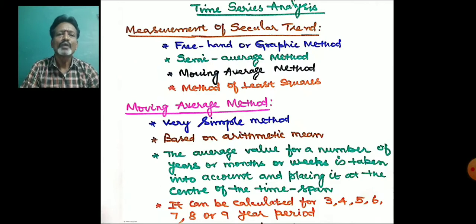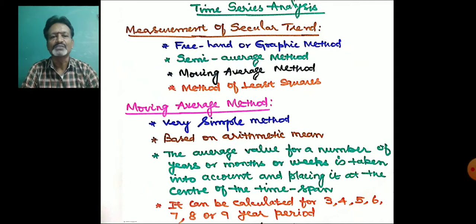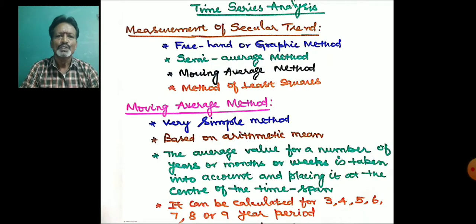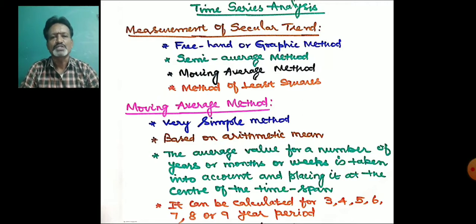So here under moving average, it can be calculated for 3 years, 4 years, 5 years, 6 years, 7 years, 8 years or 9-year period. So simply, the time period can be classified into odd years and even years. Suppose a 3-year moving average is asked to be calculated.